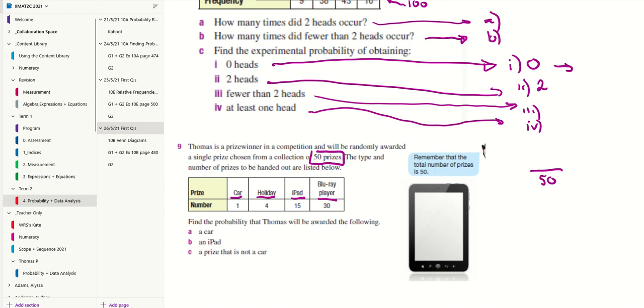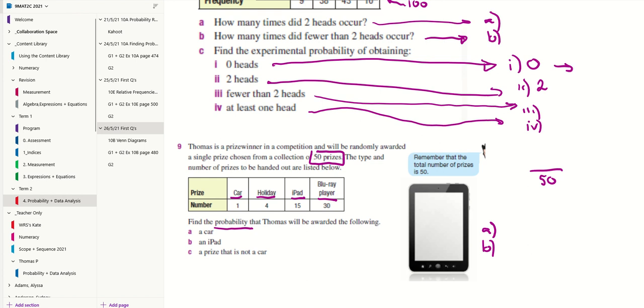Okay, so the first question is, find the probability that Thomas will be awarded the following. So we're after probability, so we're after that on the bottom. And the first one, A, is you're looking for a car. So what is the probability for a car? Look through that column, find the number, work it out.